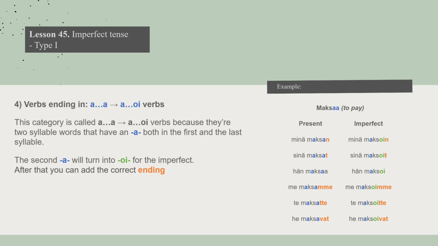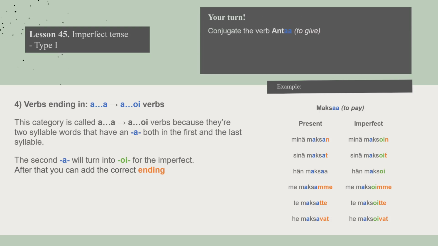Minä maksan. Minä maksoin. Sinä maksat. Sinä maksoit. Hän maksaa. Hän maksoi. Me maksamme. Me maksoimme. Te maksatte. Te maksoitte. He maksavat. He maksoivat.